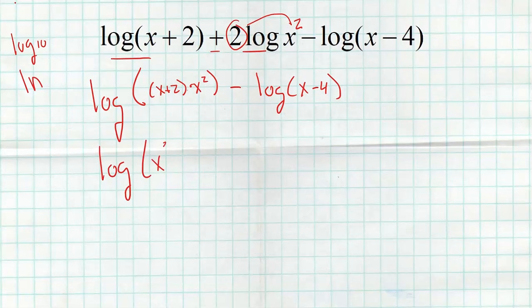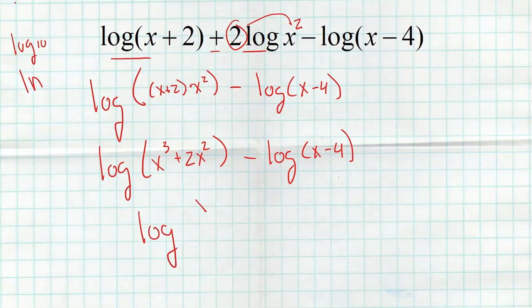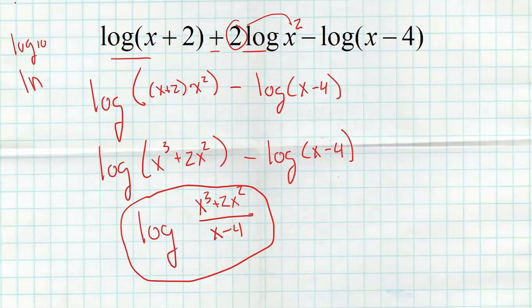That's going to be log of x cubed plus 2x squared minus log of x minus 4. Now I'm going to bring this together. Again, 2 logs being subtracted can come together with division. So we have log of x cubed plus 2x squared divided by x minus 4. So there is my final reduced, condensed, simplified logarithmic function where we only have one log with one base, and then inside of that log is x cubed plus 2x squared divided by x minus 4.